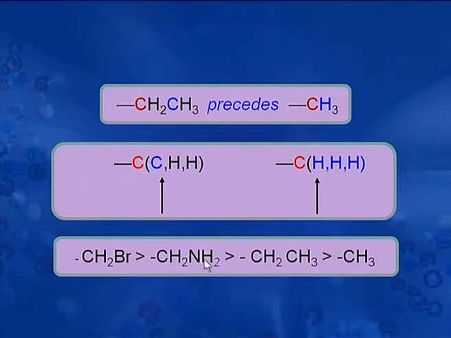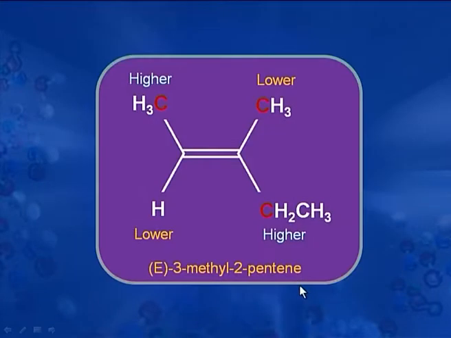This is given higher priority over ethyl group because this carbon has a lower atomic number than this nitrogen, and so on. So the example that we were doing, that methyl is given the higher priority over hydrogen, and now ethyl is given the higher priority over methyl. So what we find, the two groups getting the higher priority are across. So this particular isomer is assigned the E configuration.